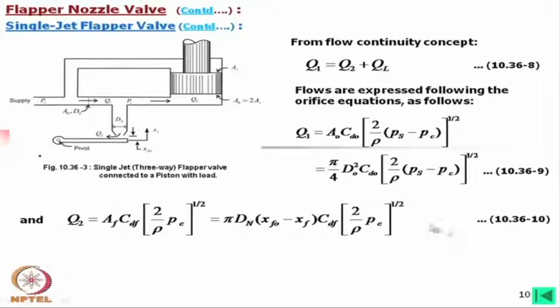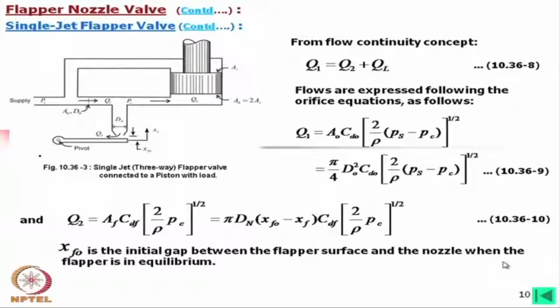So, Q2 is expressed in this way, and here PC is the pressure in the upstream, and in the downstream is the exhaust pressure, which is normally 0. That is why here we find two pressure terms, here only one single pressure term. Now, xf0 is the initial gap between the flapper surface and the nozzle when the flapper is in equilibrium.